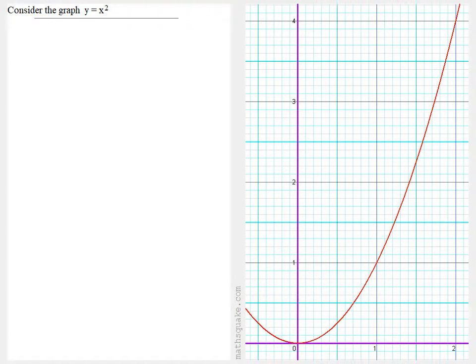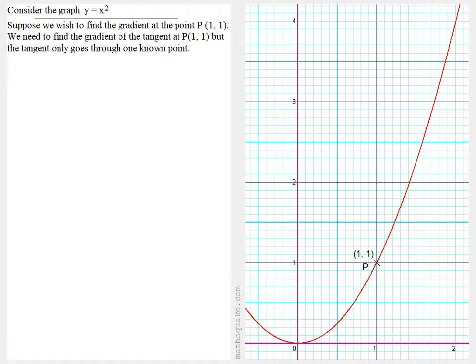Well, let's start by considering the graph y equals x squared. And suppose we wish to find the gradient of a point P with coordinates 1, 1. Now we need to find the gradient of the tangent at P, but the tangent only goes through one known point. So instead we try to get an approximation of the gradient. And to do this, we choose a point Q on the curve fairly near the point 1, 1. So let's say x equals 2, then y equals 2 squared, which is 4, and so the point Q is 2, 4.